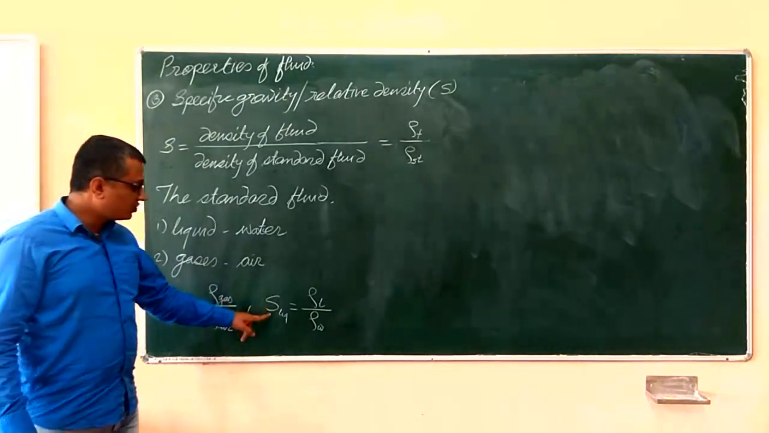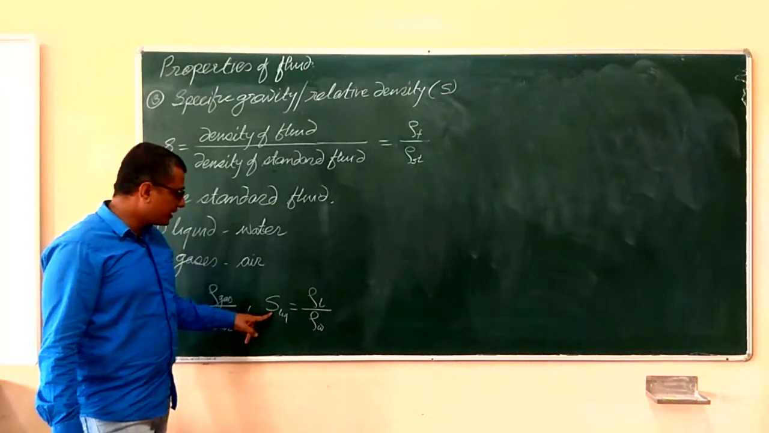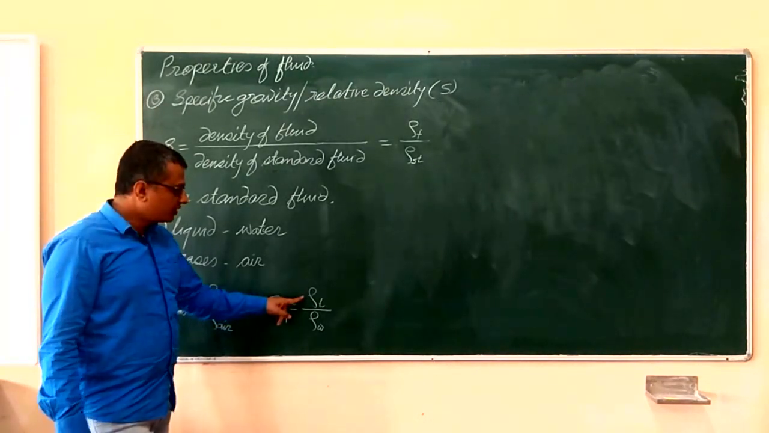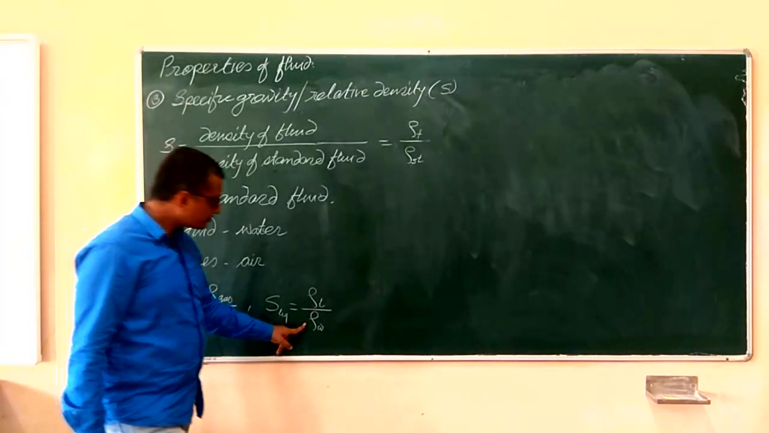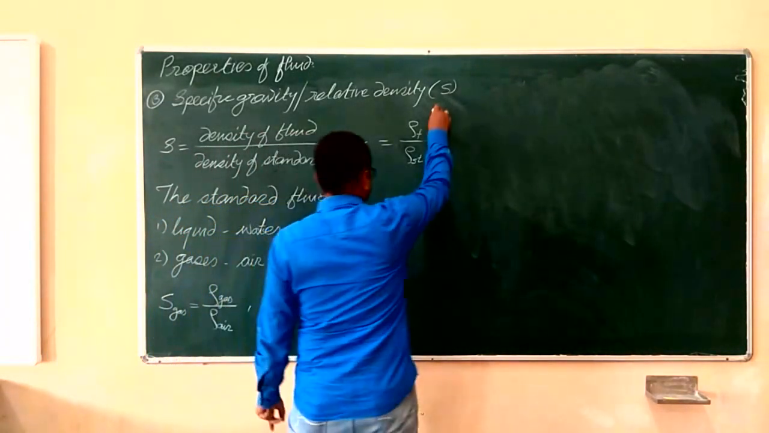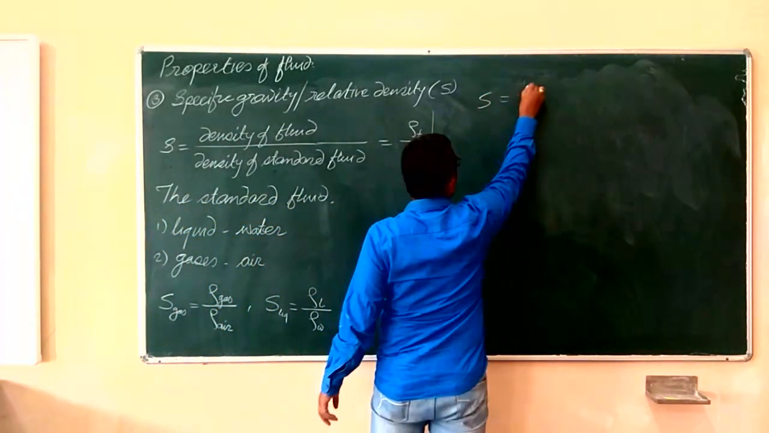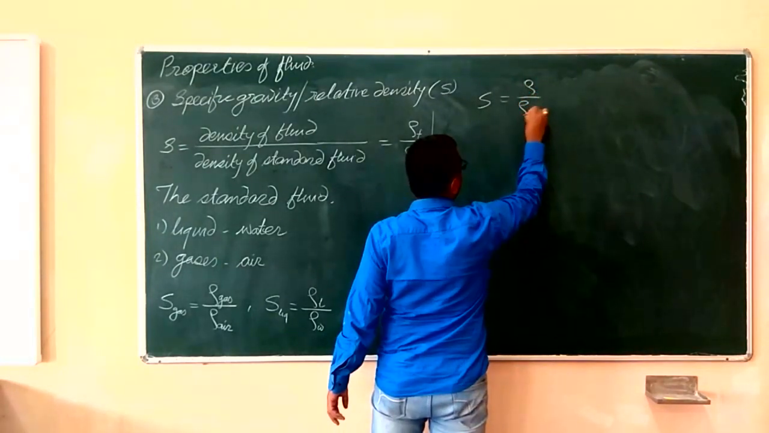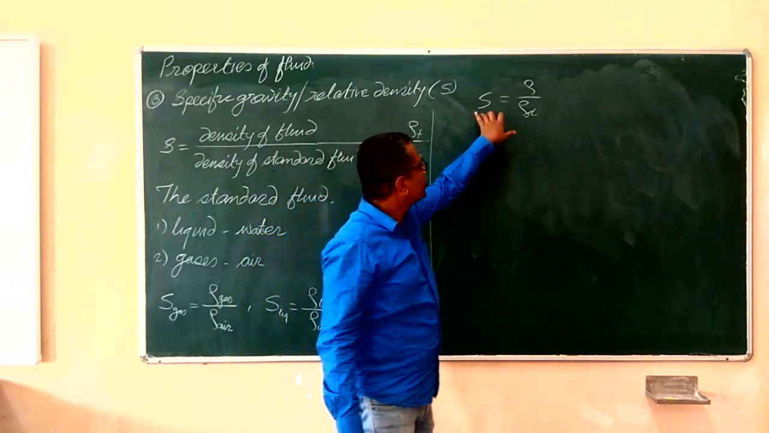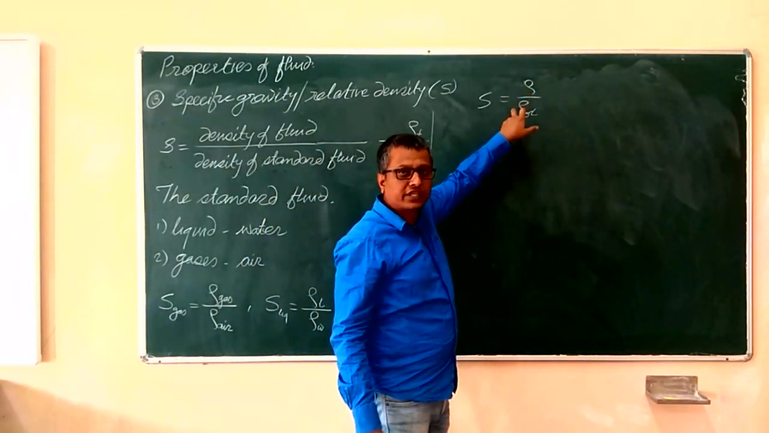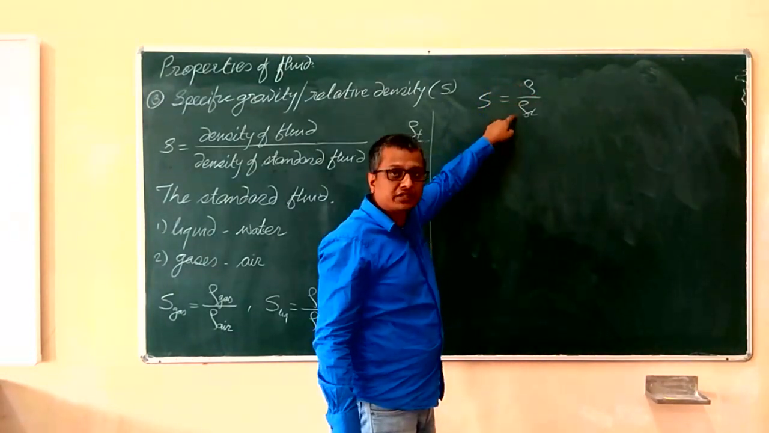And if you want to know the specific gravity or the relative density of a liquid, then it is the ratio of the density of the liquid to the density of the standard liquid, that is water. One thing I would like to highlight is that this specific gravity S is the ratio of two densities. Here it is a density, and here it is the standard density, the density of the standard fluid. So S is basically the ratio of two physical quantities and both are the same: in the numerator it is density, in the denominator it is also density.